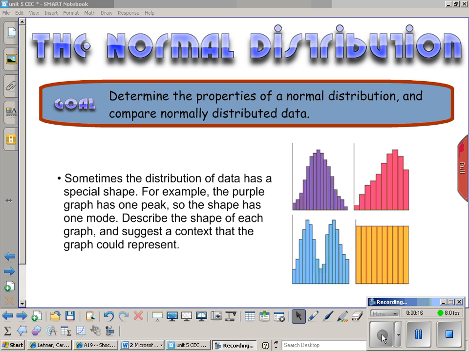For example, the purple graph has one peak, so the shape has one mode. We want to describe the shape of each graph and suggest a context that the graph could represent. So if we look at the purple graph, this is what we call mound shape. It has one peak that is roughly symmetrical about the middle. So roughly about the middle, it looks the same on each side.